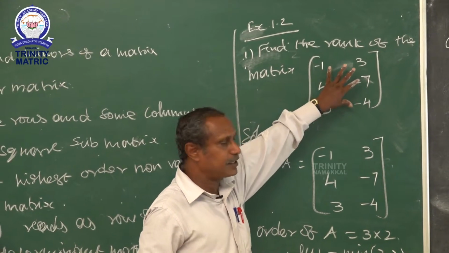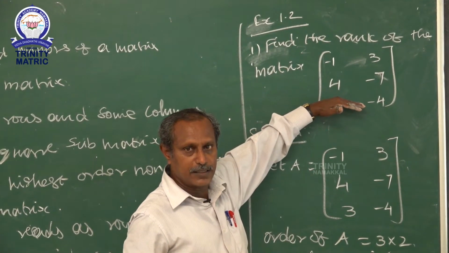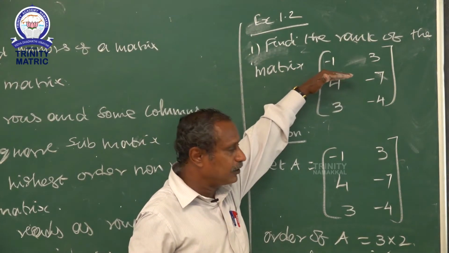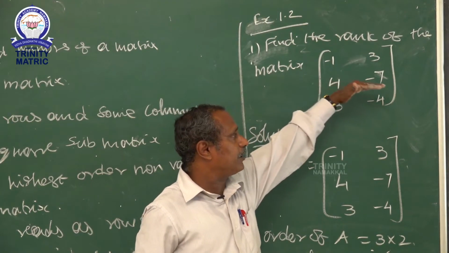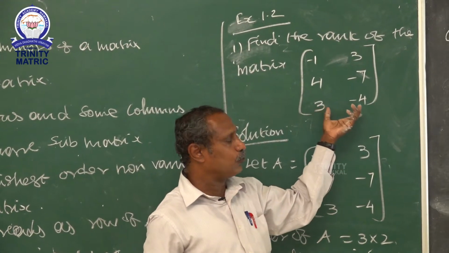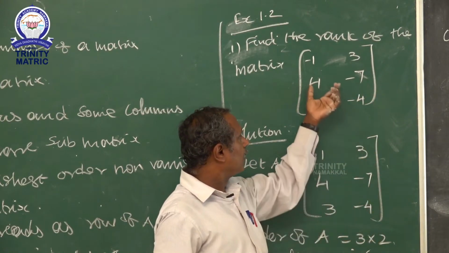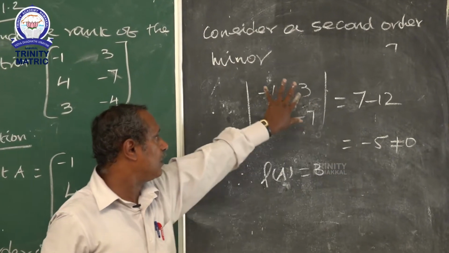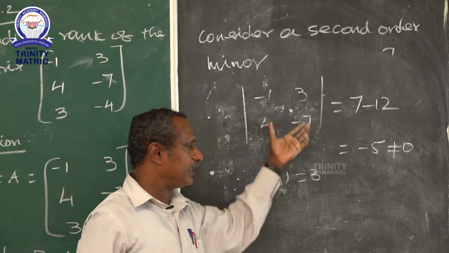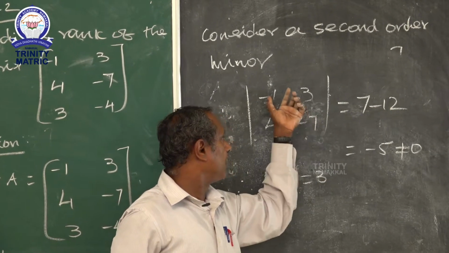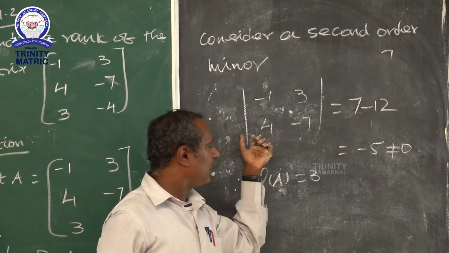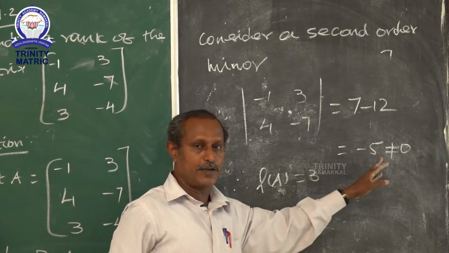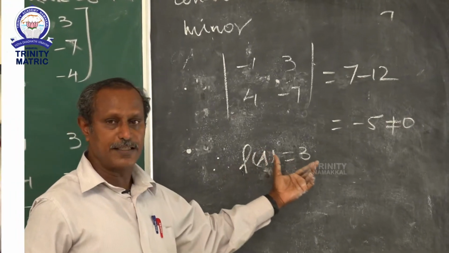We can construct 3 minors of size 2 by 2. Any one 2 by 2 minor can be taken, and that is a second order minor. I am taking the first 2 rows and finding the determinant value. It becomes the determinant with rows minus 1, 3 and 4, minus 7. Minus 1 times minus 7 is 7, then minus 4 times 3 is 12, so 7 minus 12 is minus 5, which is not equal to 0. Therefore the rank of A is 2.